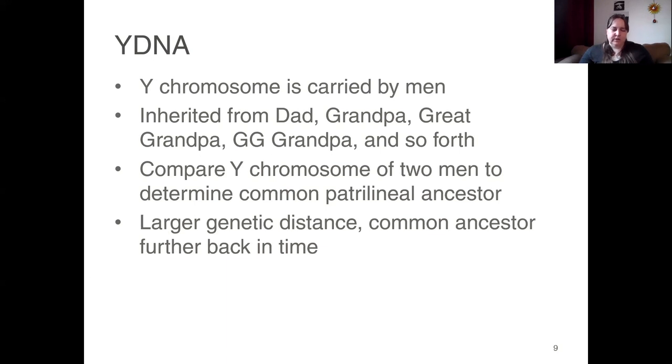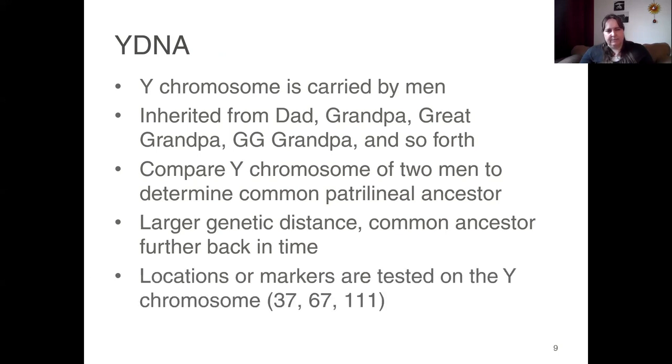The closer the chromosomes match, the DNA company returns something called a genetic distance, and the smaller the genetic distance, the closer the ancestor is. The larger the genetic distance, that common ancestor is probably further back in time. And when the Y chromosome is tested, they actually test specific locations on the Y, and these are called markers. So when you order a Y-DNA test, you'll order a certain number of locations to be tested: 37, 67, 111.